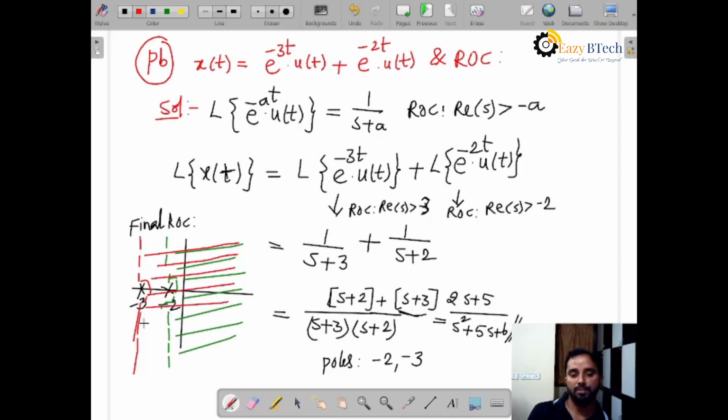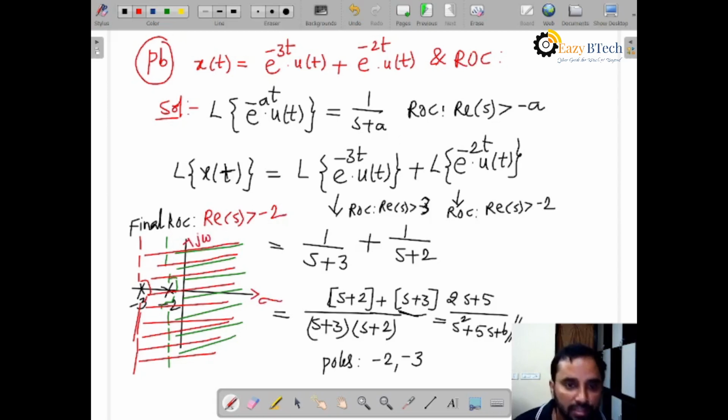So where is the common ROC? That will be the final ROC. From where are we getting the common ROC? Greater than minus 2, right or not? Green and red. So the final ROC is real part of s greater than minus 2. So this is the way of doing ROC whenever you have two or more ROCs in the given signal. Intersection of all. Here we have 2, so the intersection of 2 is greater than minus 2. This will become the final ROC.